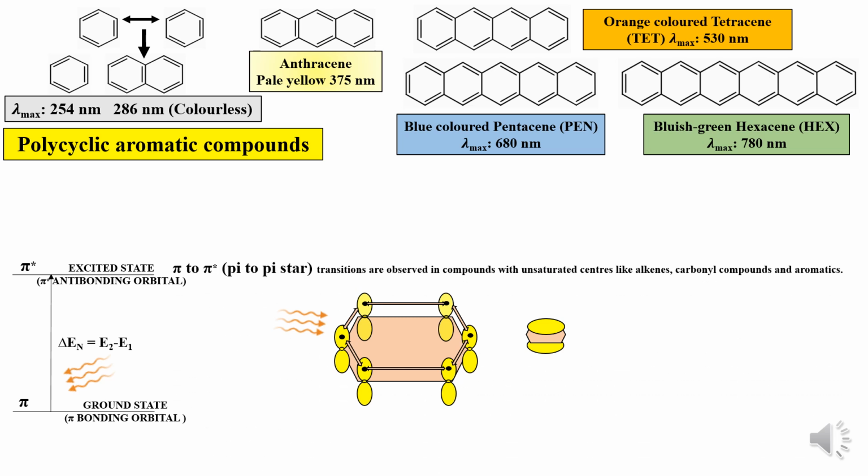Now, the pi to pi star transitions are observed in compounds with unsaturated centers, like in case of alkenes, carbonyl compounds, and aromatic systems. So wherever you find the unsaturated centers, you can observe this phenomenon of excitation from the ground state to the excited state. That is, you will find the transition from pi to pi star.